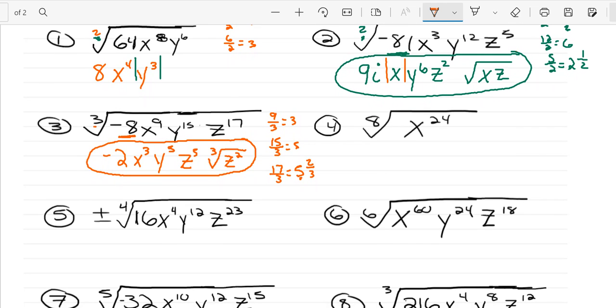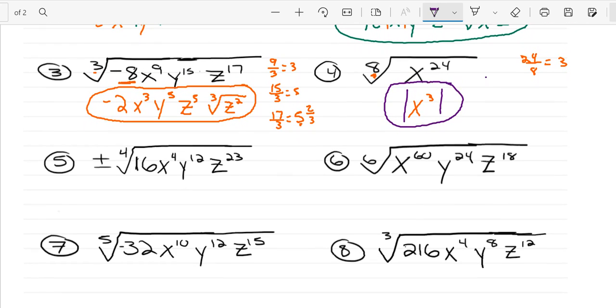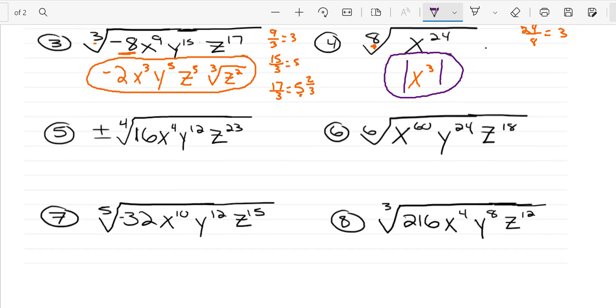For example 4, we only have the one term. So we're just doing 24 divided by 8. That's 3. Our answer is going to be x cubed. It's an even root though, so we will need absolute values out here. So just going to throw those in and we're done. So that's pretty much our process, and we just continue through these last couple problems here.